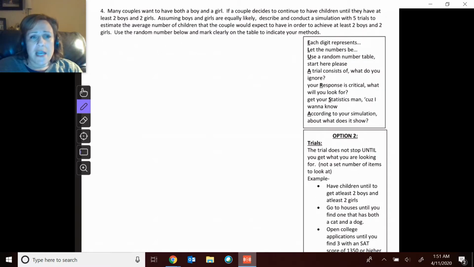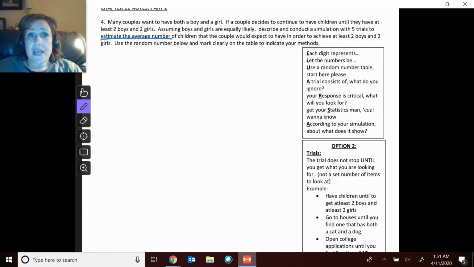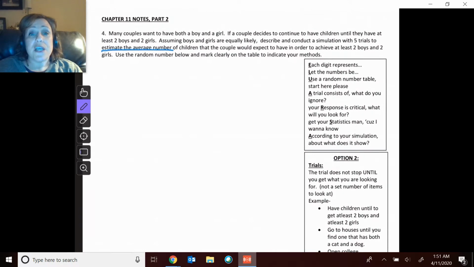All right. Many couples want to have both a boy and a girl. If the couple decides to continue to have children until they have at least 2 boys and 2 girls, assuming boys and girls are equally likely, describe and conduct a simulation, 5 trials, and estimate the average number. So we're estimating the average number of children that the couple would expect to have to get at least 2 boys and 2 girls.